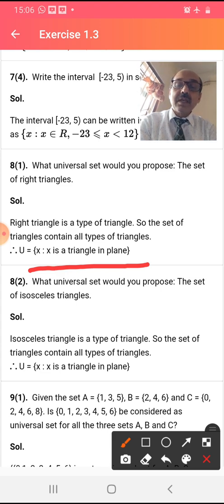And next question, the set of isosceles triangles, the same type of question. This is also one type of triangle. So all types are there, that is the plane. So X is a triangle in the plane where all types of triangles are there. That is U, that is the universal set.